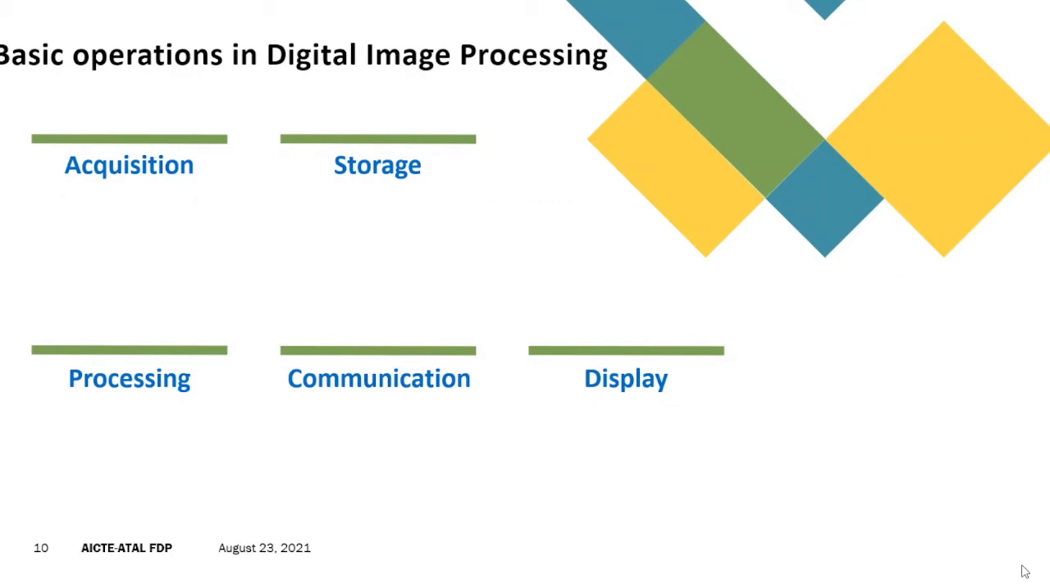The second operation is storage. Once you are clicking photographs, you are capturing so many, and out of those you can select the best one and save it, and the remaining you can discard. Digital images can be stored very efficiently and very quickly. Storage may be of different types: long-term storage, short-term storage, online storage, storage during processing. These are the various types of memory requirements for image processing.